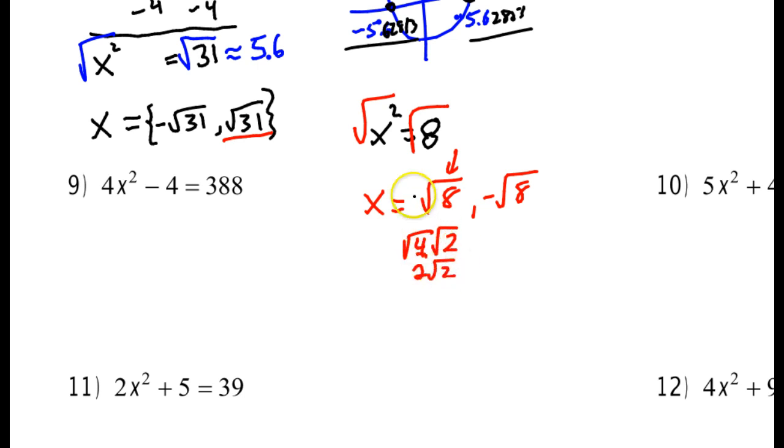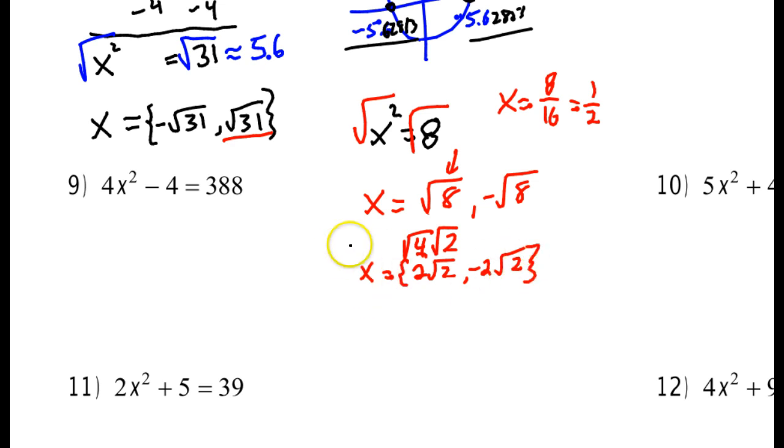So just like reducing a fraction, if you get an answer of x equals 8 over 16, you know automatically to reduce it to 1/2. If you get an answer of root 8, you have to know automatically that you need to reduce it to 2 root 2 and negative 2 root 2. And make sure those are your answers.